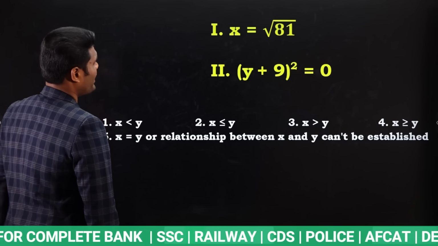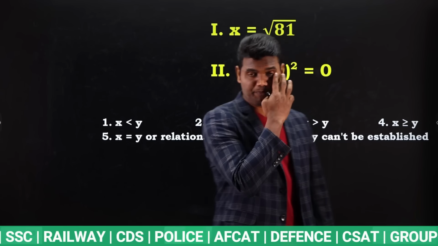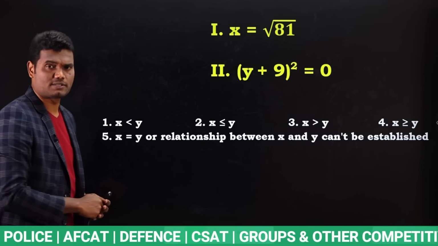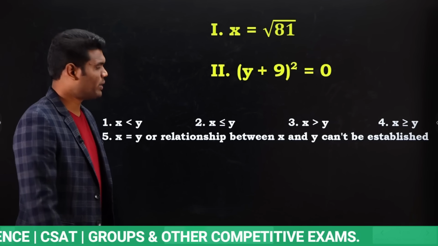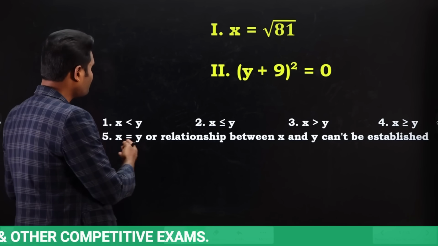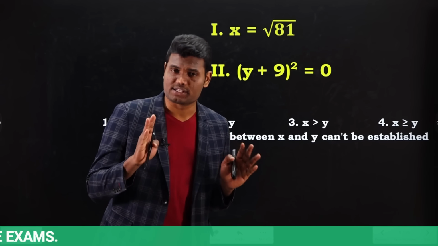Okay, so now we are going to solve questions based upon quadratic equation. Now if you observe, in examination we will have 5 options. First option, x less than y. Second option, x less than equal to y. Third option, x greater than y. Fourth option, x greater than equal to y. Fifth option, x equal to y, or relation between x and y can't be established.